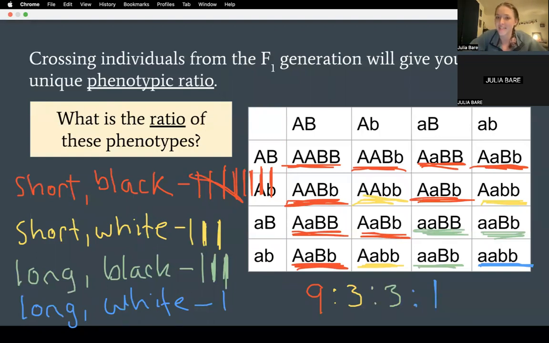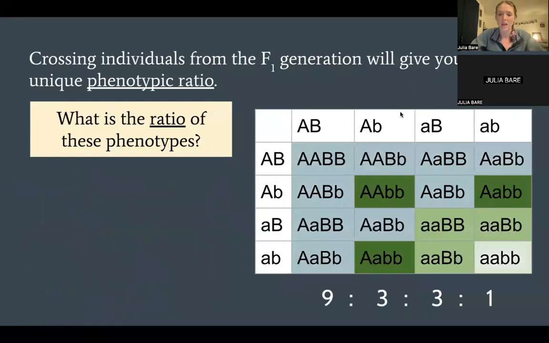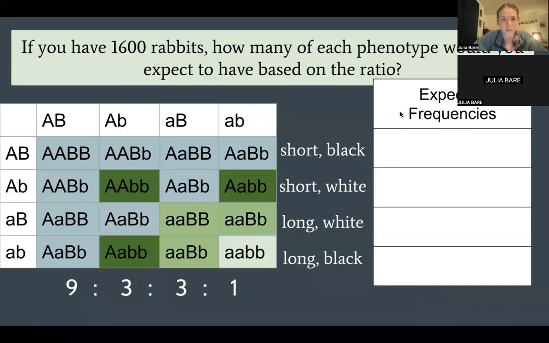Everybody tracking with me on that? Okay. So this is how you determine phenotypic ratios. First, you go through the Punnett squares and figure out what are your possible phenotypes. And then you go through and figure out how many of each of those phenotypes you have. So that is the process. Figure out the phenotypes and how many of each phenotype is possible. Okay. And this is going to be your ratio.